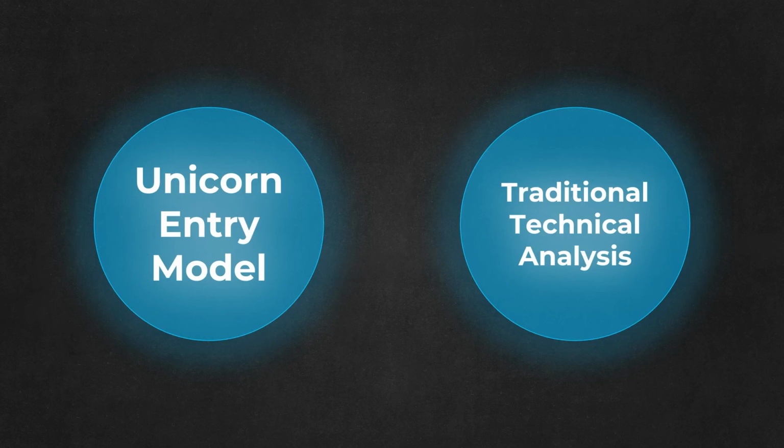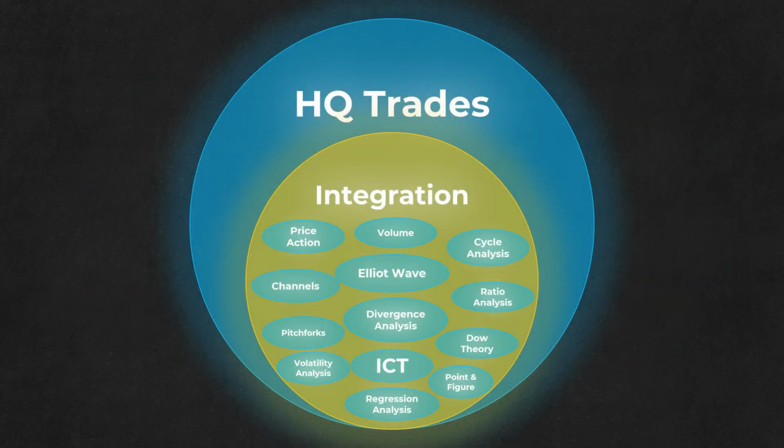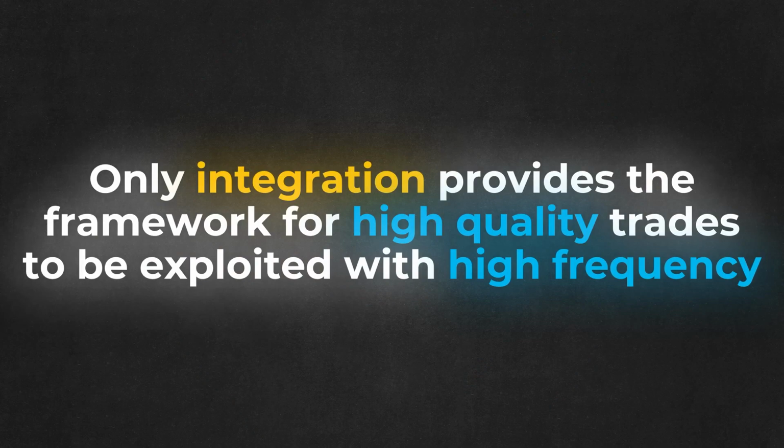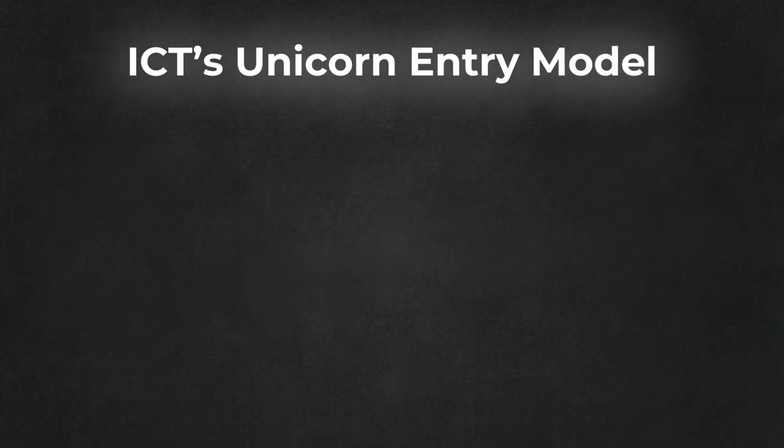ICT entry models will point to good trades, but there are lots of other high-quality trades that will be missed if you only focus on ICT. On the other hand, by using integration, you can maximize the number of high-quality trade opportunities you find in the market, including the ones you can see with ICT's method. In summary, ICT trades can be of high quality, but not all high-quality trades can be seen through ICT. Only integration provides the necessary framework for high-quality trade opportunities to be exploited with high frequency. With that said, let's move on to the understanding of the unicorn entry model in ICT's method.